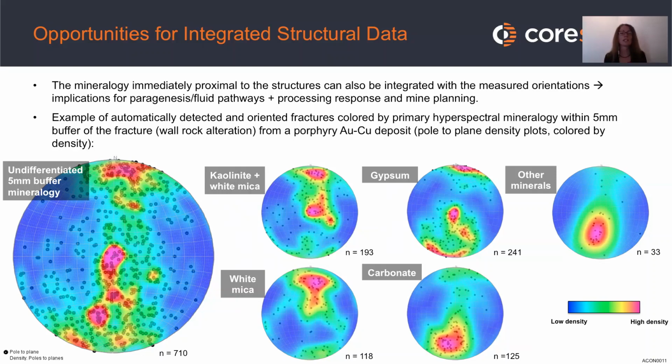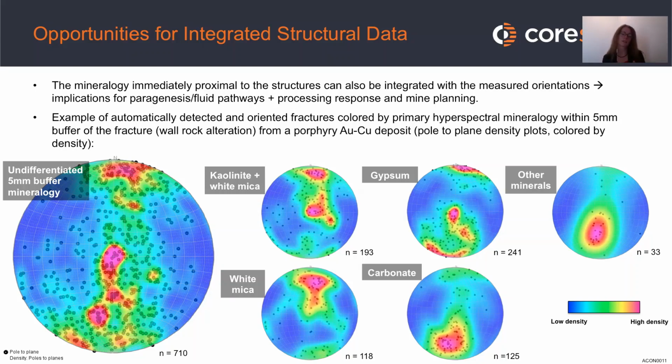So if we look at the mineralogy in that 5 millimeter buffer away from our open fractures, we can see that for the north trending fractures, primarily that 5 millimeter buffer contains kaolinite plus or minus white mica with perhaps a little bit of gypsum. We also see that in our south trending fractures, we tend to have gypsum, carbonate, and other minerals that are occurring in that 5 millimeter buffer.